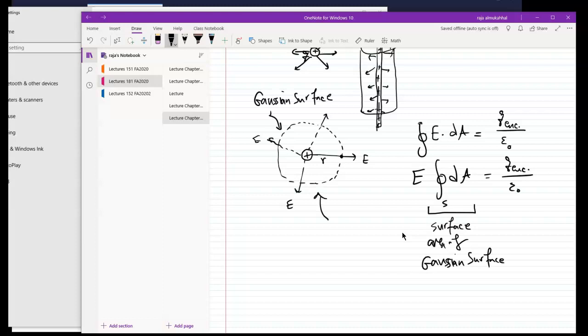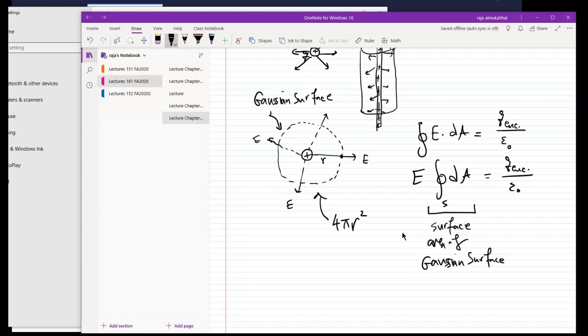Well, what is the area? What is the surface area of the sphere? The surface area of the sphere is 4 pi r squared. Go back to your geometry book. That's the surface area of the sphere. Okay? Not volume, not the area of the circle. The surface area of the sphere is 4 pi r squared.